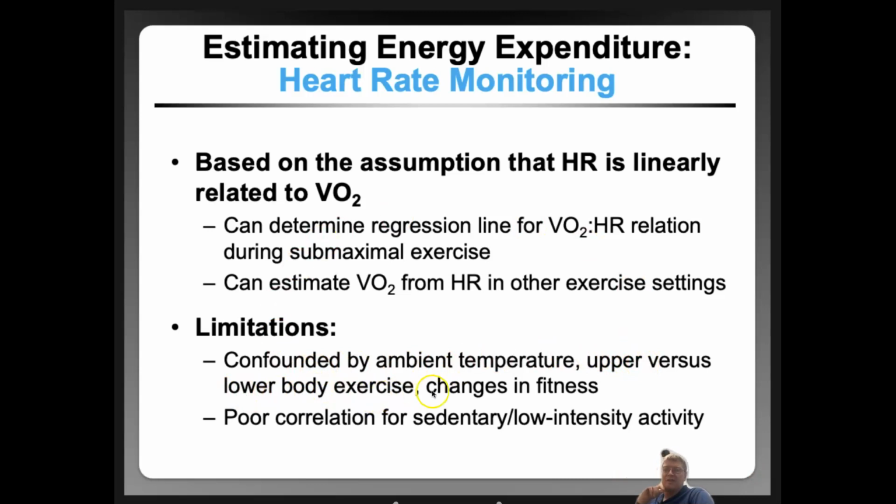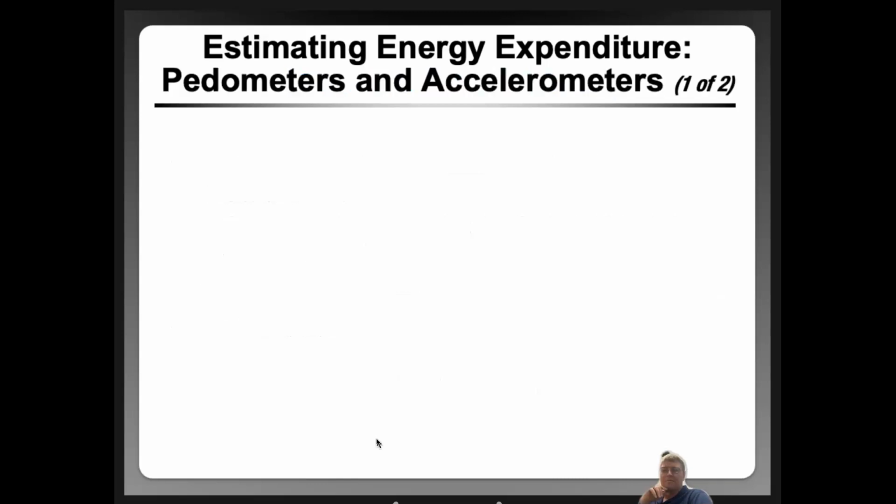Upper body exercises versus lower body exercises, changes in your fitness level. It doesn't know that. So, as I say, this is all off of probably your Apple Watch. Poor correlation for low or sedentary and low intense activities. So having you just sit there and watch TV, it's not going to give you a good reading. So I'll say those are just things that you need to know there.